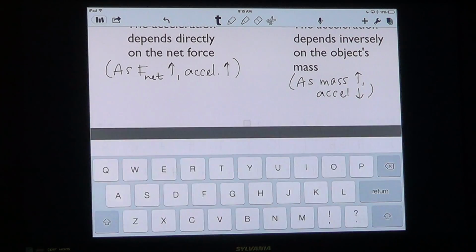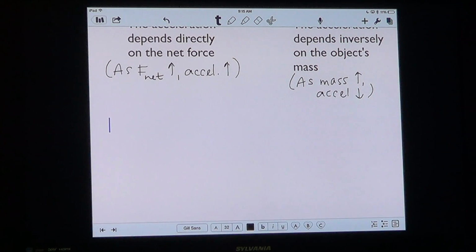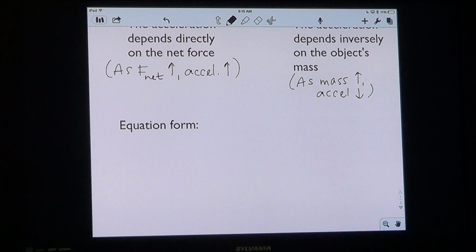So from this, we can actually get an equation. In equation form, the second law says that acceleration equals the net force divided by the mass, or oftentimes we write that as the net force equals mass times acceleration.